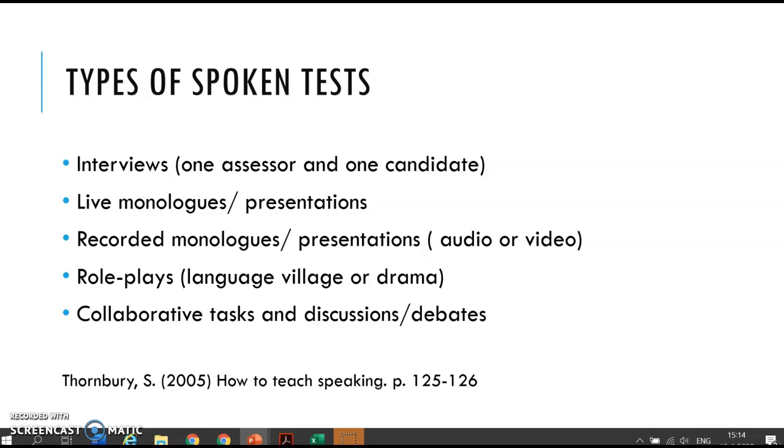And then we have collaborative tasks or debates. So there's a group discussion and you need to take turns and you need to make sure that you're part of this discussion. All of these types of spoken tests that are out there, you have to consider, what am I testing here? How should I be testing this? How can I make this as practical as possible?